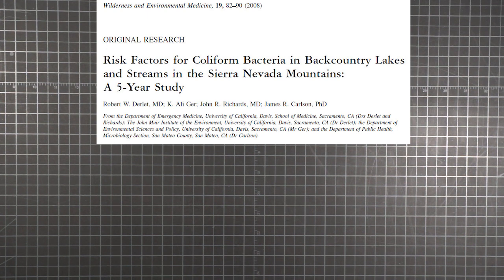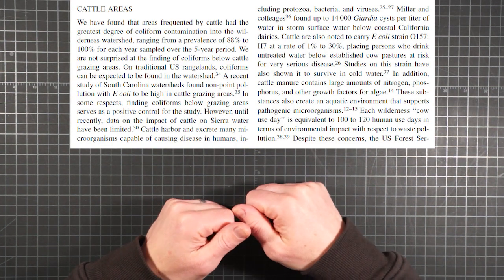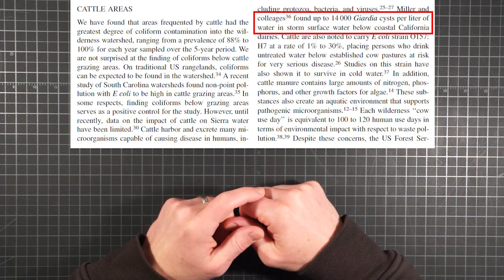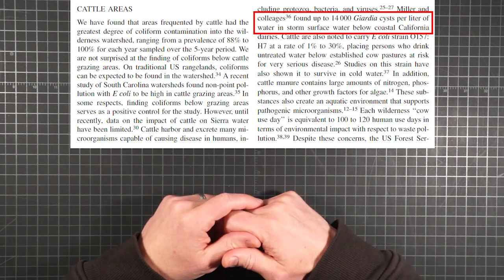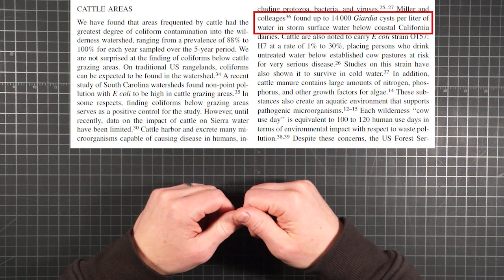And while we're not quite to bacteria yet, coliforms are known indicators of fecal contamination. E. coli and Giardia are both spread by feces. In the study, the authors note that concentrations up to 14,000 Giardia cysts per liter of water have been found in storm surface water below California dairies.